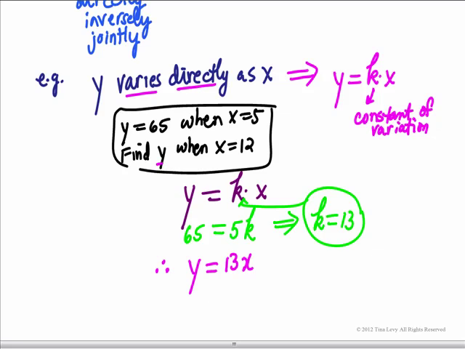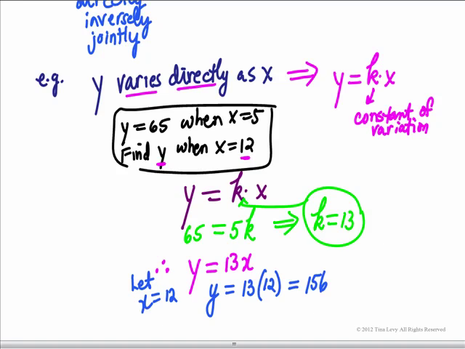Now I'm asked to find the y value when x is 12. So all I need to do is let x equal 12, and that'll give me the y value for that. So I let x be 12, and I get y is 13 times 12, which is 156. So for this particular variation situation, when y was 65 when x was 5, we got that when x is 12, y would be 156.